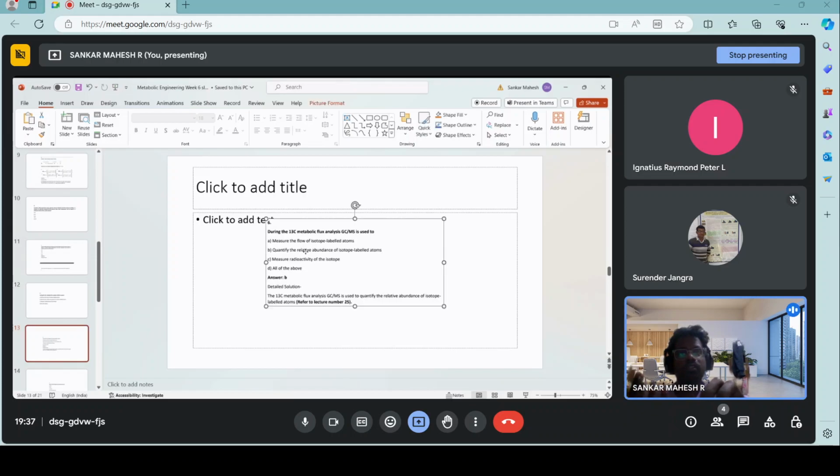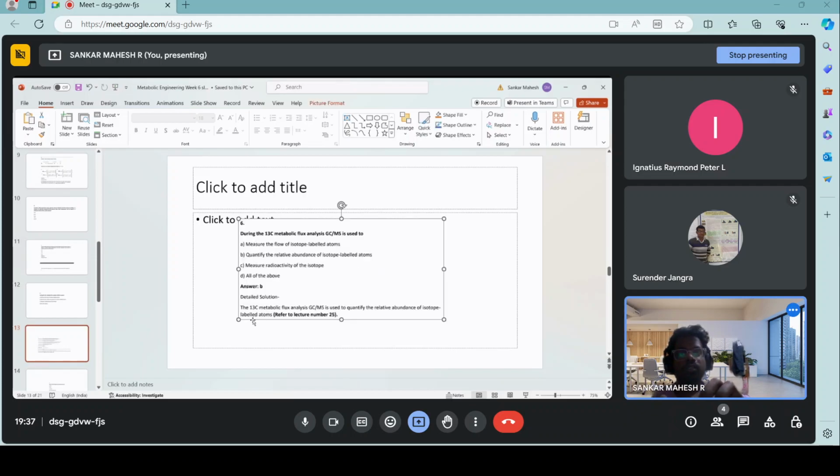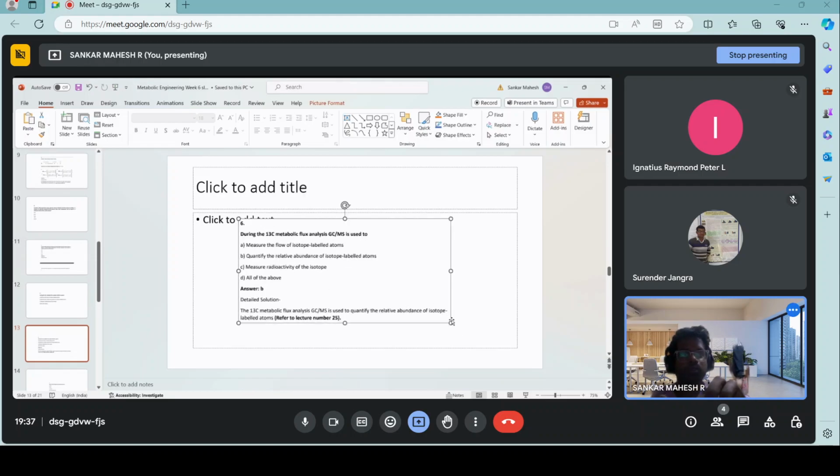Yeah, so the answer is option B. The 13 carbon metabolic flux analysis is used to quantify the relative abundance of isotope labeled atoms.